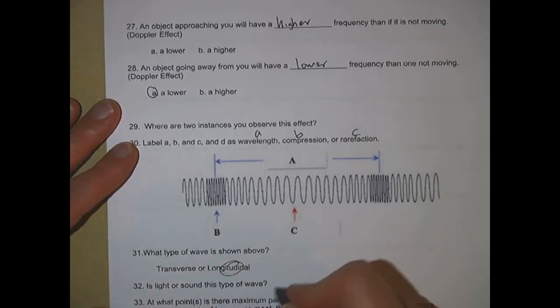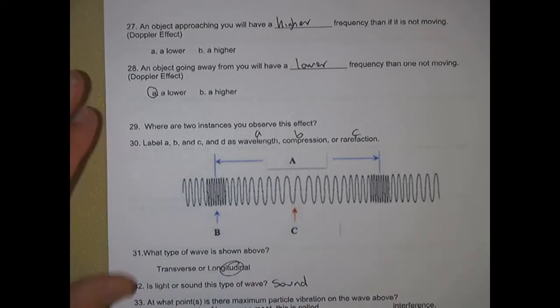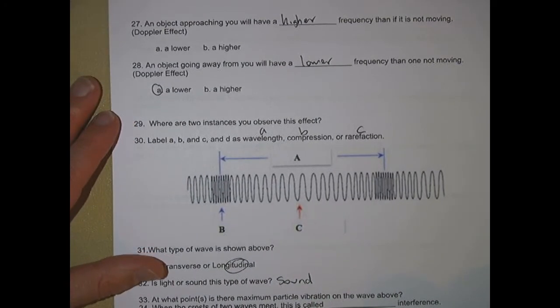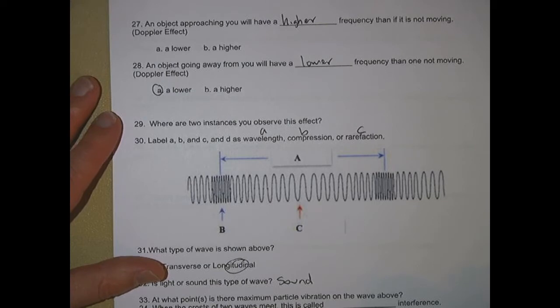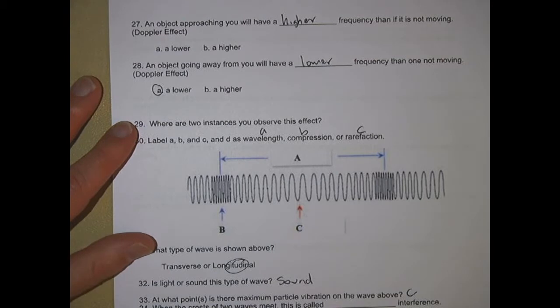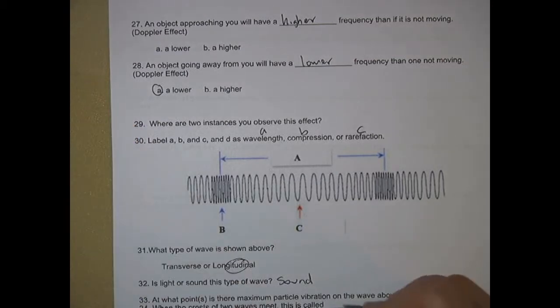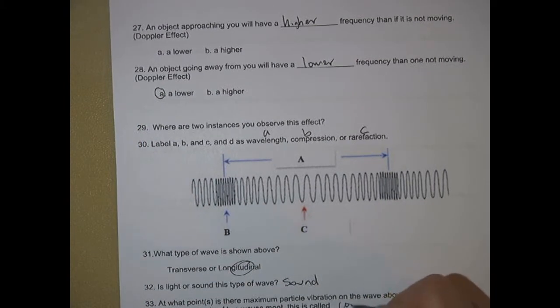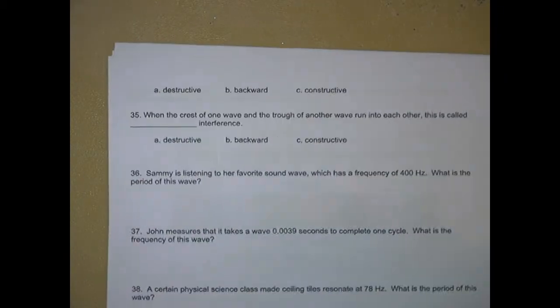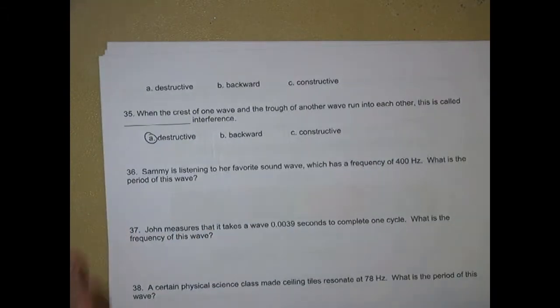Is light or sound this wave? That'd be a sound wave. At what point is the maximum particle vibration? The maximum particle vibration is here at C. When the crests of two waves meet, this is called constructive interference. And when the crest of one wave and the trough of another wave meet, that's called destructive interference. They start to cancel each other out.